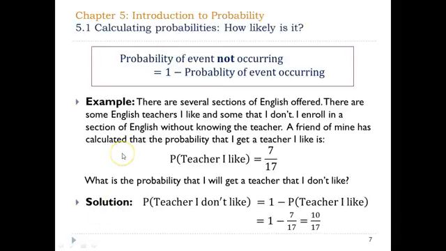Probability of an event not occurring is equal to 1 minus the probability of the event occurring. Example. There are several sections of English offered. There are some English teachers I like and some that I don't. I enroll in a section of English without knowing the teacher. A friend of mine has calculated that the probability that I get a teacher I like is 7 divided by 17. What is the probability that I will get a teacher that I don't like? Solution. Probability teacher I don't like is equal to 1 minus probability teacher I like. 1 minus 7 divided by 17 equals 10 over 17.